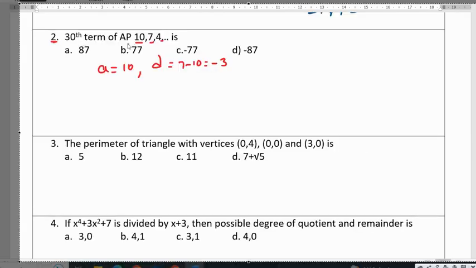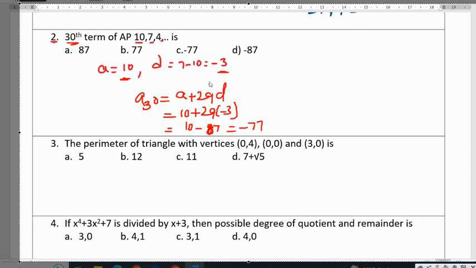In the AP 10, 7, 4, find the 30th term. Clearly, the first term is 10, d is a2 minus a1, 7 minus 10, which is minus 3. The 30th term formula is a plus 29d. Here a is 10, and 29 into minus 3. So 10 plus 29 into minus 3 is 10 minus 87, which is minus 77. Correct option for the second question is minus 77.